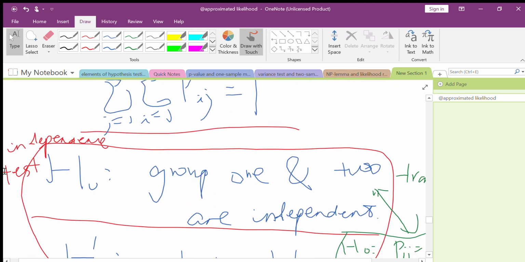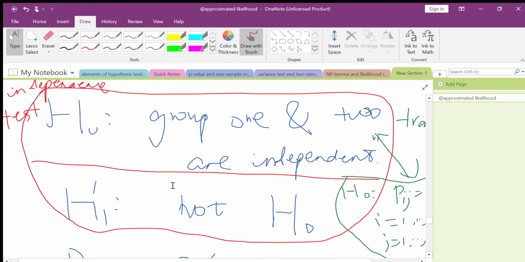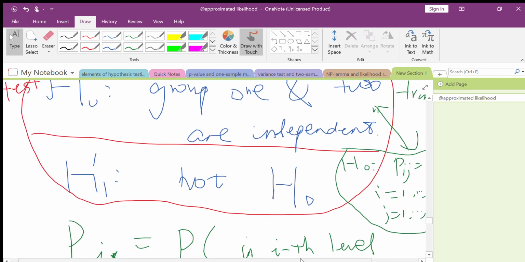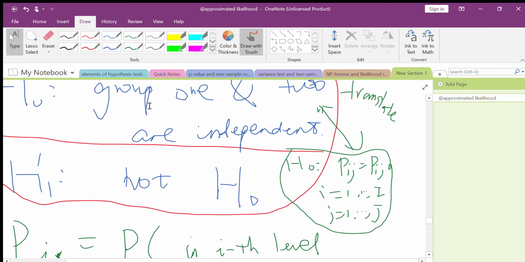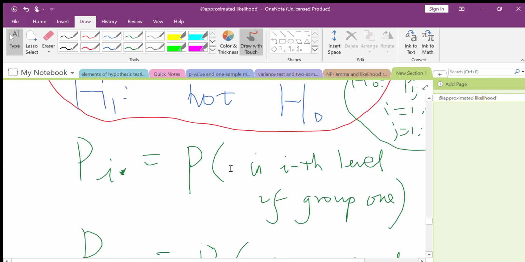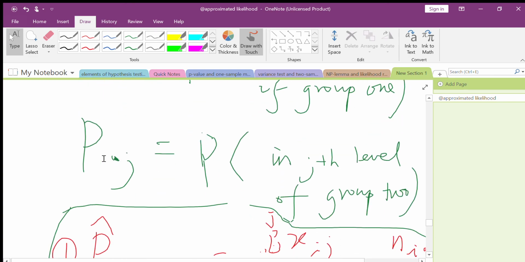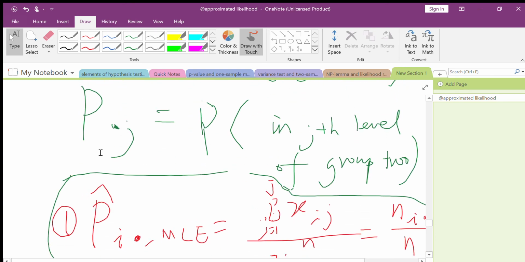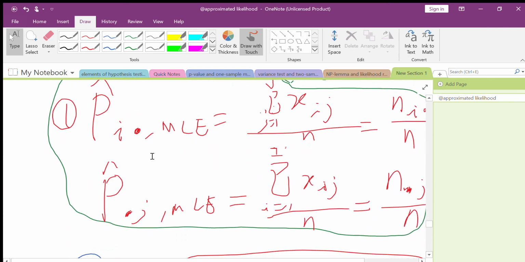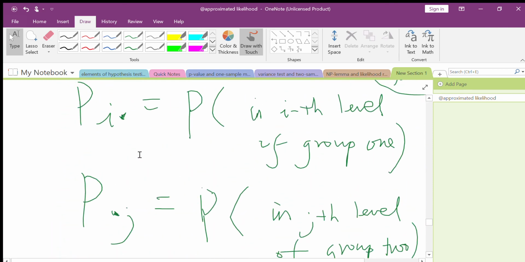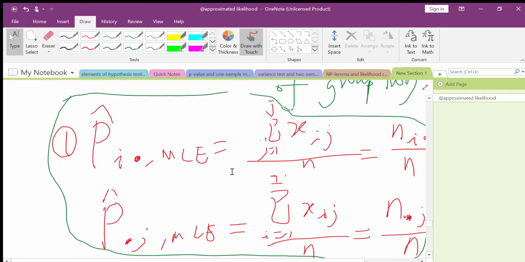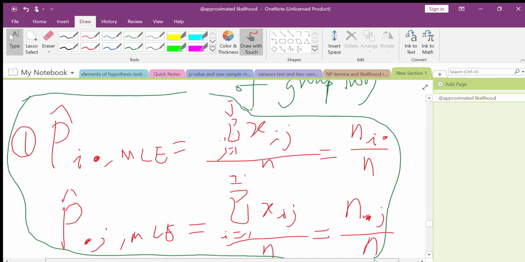The independence test is interested in testing that group 1 and group 2 are independent: H0 versus H1, which is not H0. So how do we translate this independence test to our original chi-square test? The chi-square test is in this form. We first introduce two new notations: pi dot is the probability of the ith level of group 1, and p dot j is that of the jth level of group 2. We also apply the principle of maximum likelihood estimation. We get pi dot MLE hat by writing out the likelihood function and maximizing. You can derive it yourself after class, but it's not required.